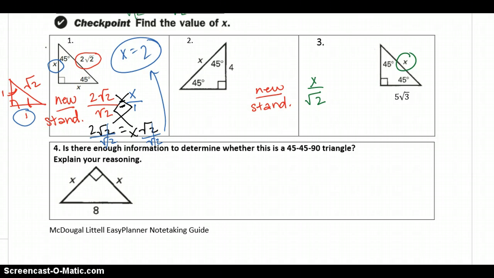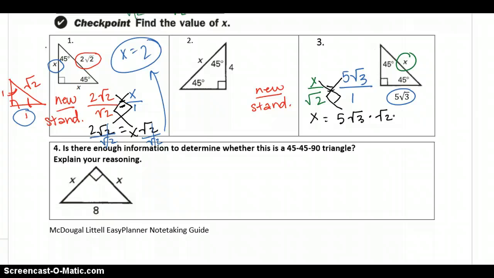If I look at the legs, in my new triangle, the leg length is 5 root 3. In my standard triangle, it was 1. So these two fractions have to be equal to each other. To solve for x, I just have to cross multiply. x times 1 gives me x is equal to 5 root 3 times root 2. I'm going to write all of that out: 5 square root of 3 times the square root of 2. Is there a way that we can simplify those two different square roots? Think about what we talked about on Friday.